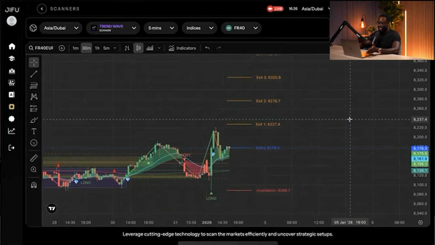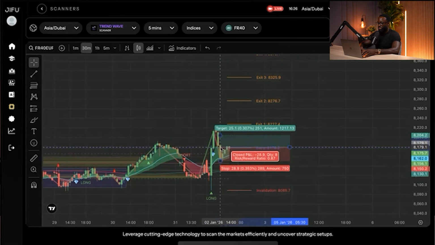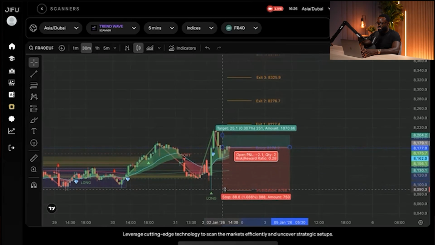Now, the next step from here is to literally take the trade. This is a tool on the left-hand side that I like to use to calculate what is my risk to reward. So if I paste this tool over here, I'll drag the red all the way to stop loss.